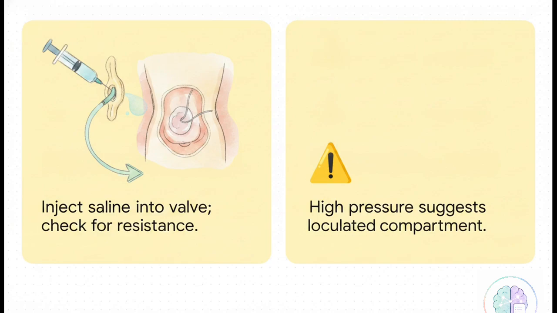If you see a considerably higher pressure right after this injection, it acts as a very specific diagnostic marker. It's essentially telling you that the peritoneal catheter is likely emptying into a loculated or walled-off compartment in the abdomen, which is totally preventing proper absorption.